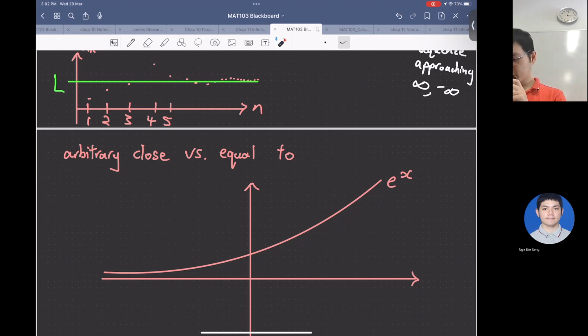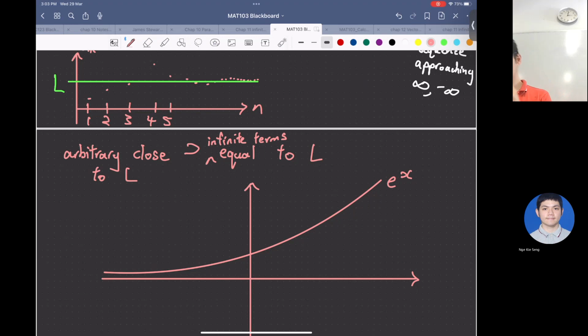Okay, but equal to is a subset. So infinitely many terms equal to L, or arbitrarily close to L. Okay, it's a subset. So it's better if you have infinitely many terms, so it becomes a constant sequence after a certain term. After finitely many terms, it becomes constant. Okay. All right.